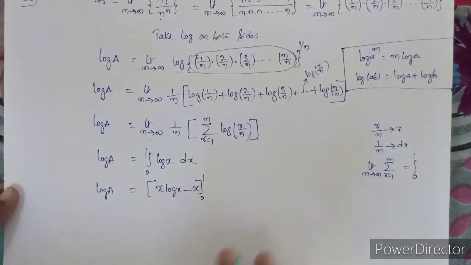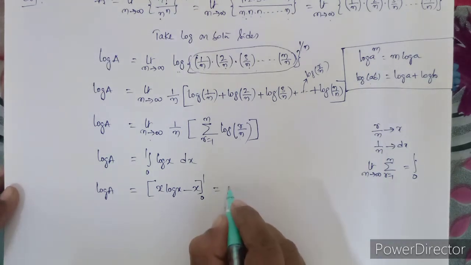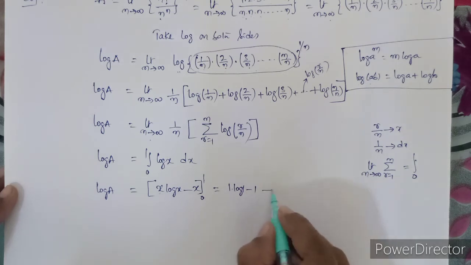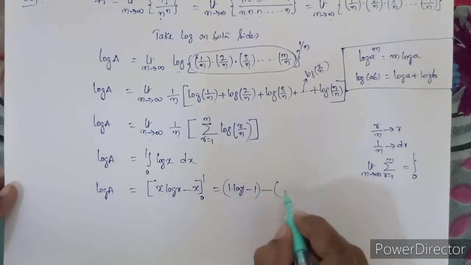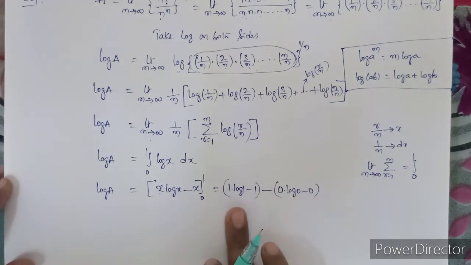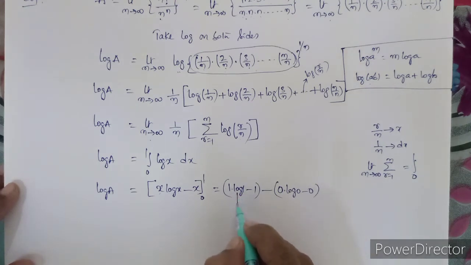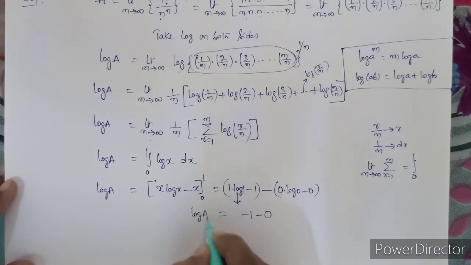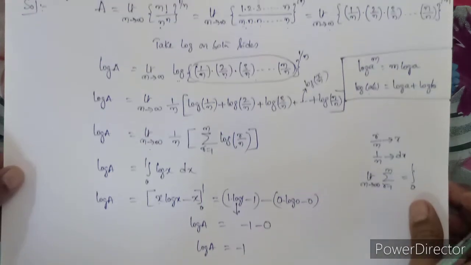Now by using the fundamental theorem of integral calculus, upper limit: substituting 1 in place of x, 1 log 1 minus 1, minus the lower limit, 0 into log 0 minus 0. Upper limit minus lower limit. Log 1 is 0, 0 into 1 is 0, so in this bracket we got minus 1, 0 into something is 0, so we got minus 0. So log a is equal to minus 1.